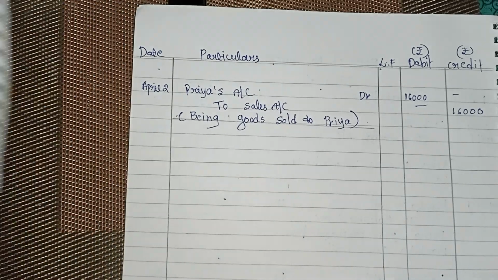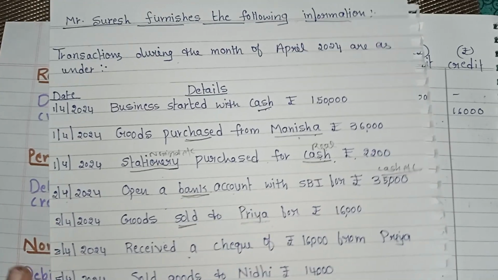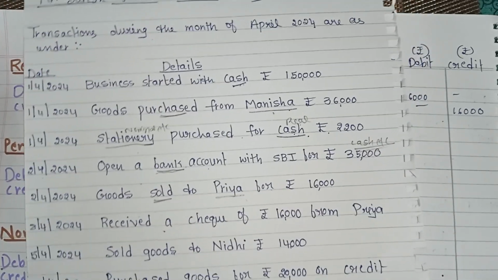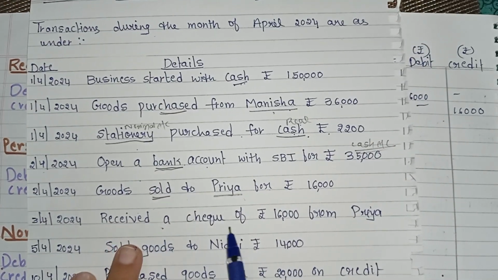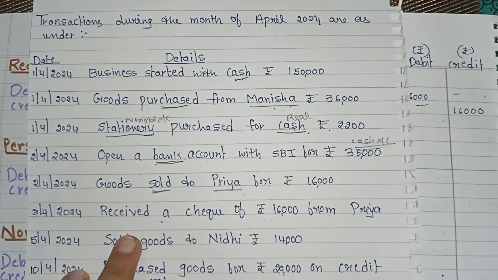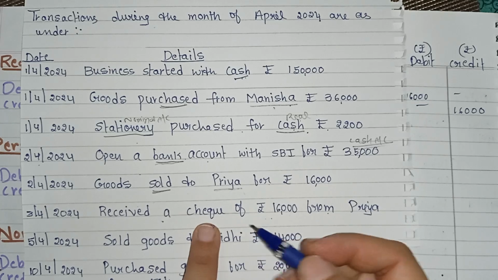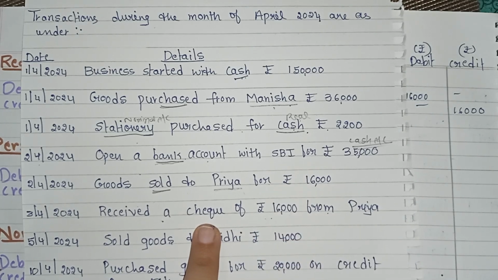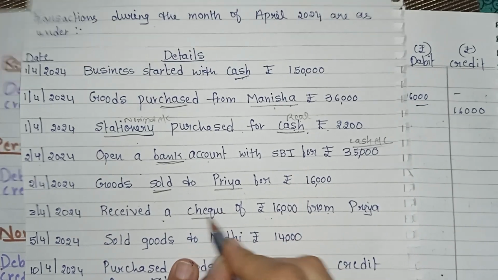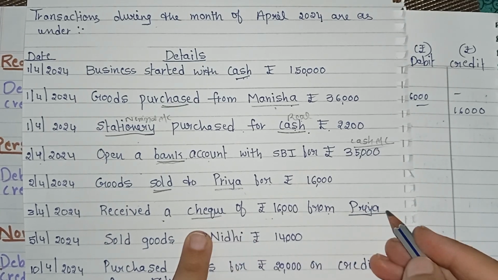Next transaction, that is on 3rd. Now April 3rd, what happened? They received a check of rupees 16,000 from Priya. Here the two types of accounts involved are: check means bank account. From whom? From Priya. So bank account and Priya's account.